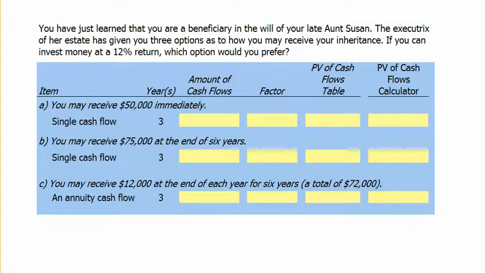You have just learned that you are the beneficiary in the will of your late Aunt Susan. The executrix of her estate has given you three options as to how you may receive your inheritance. If you can invest your money at a 12% rate of return, which option would you prefer?